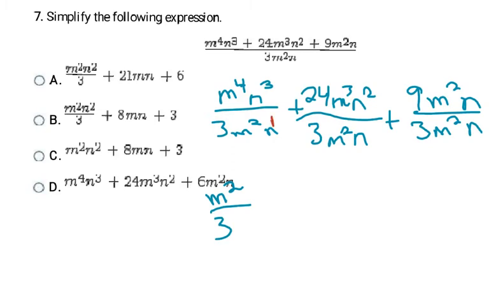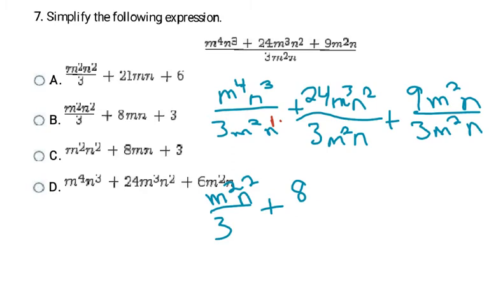And then here I have an invisible 1 as my power, and 3 minus 1 is 2, and my bigger exponent was on top, so n to the second goes on top. Okay, so then I look at my next one. 24 over 3, that's going to reduce to 8. So 24 divided by 3 is 8 either way.